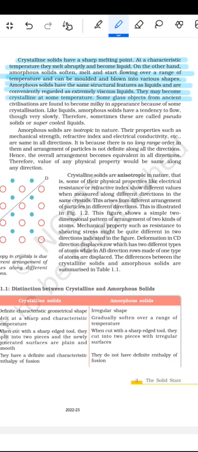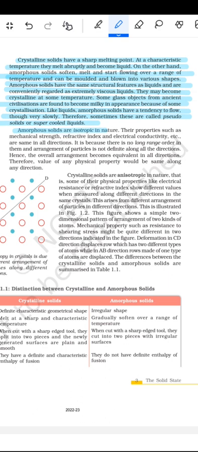Some glassy objects from ancient civilizations are found to have become milky in appearance because of some crystallization. Like liquids, amorphous solids have a tendency to flow, though very slowly. Therefore, sometimes these are also called pseudo solids or supercooled liquids.